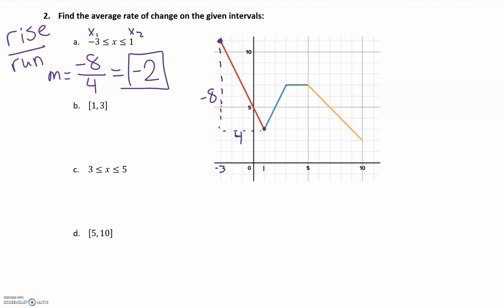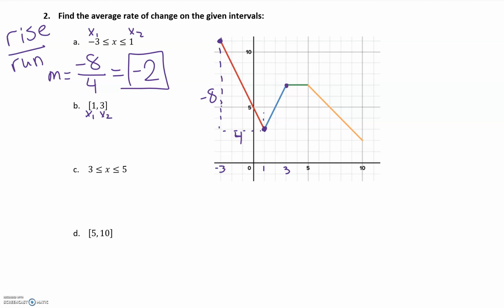Okay. On the next one, this is just another way to write an interval. This is the first x, and this is the second x. This is not an ordered pair. So that means we're going to find when x is 1, here's our point we already found. When x is 3, here's the point we need.